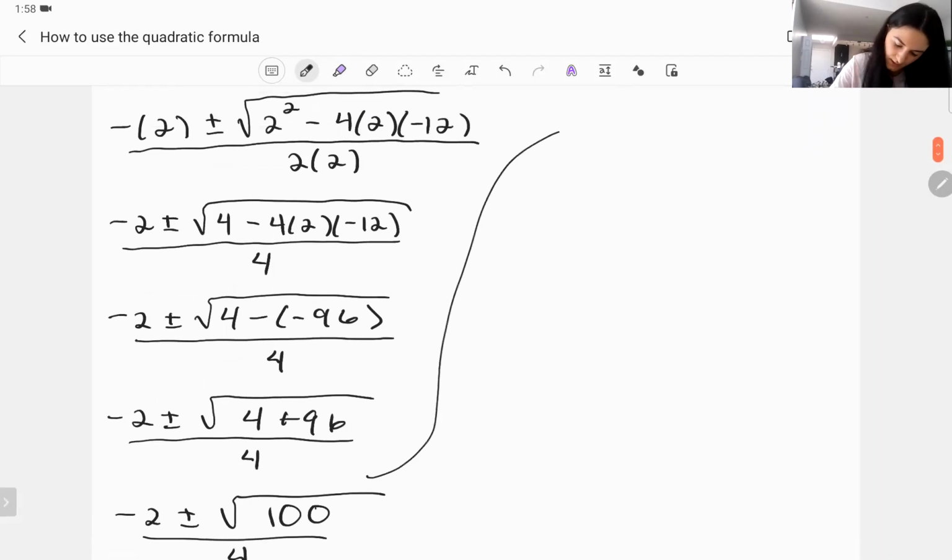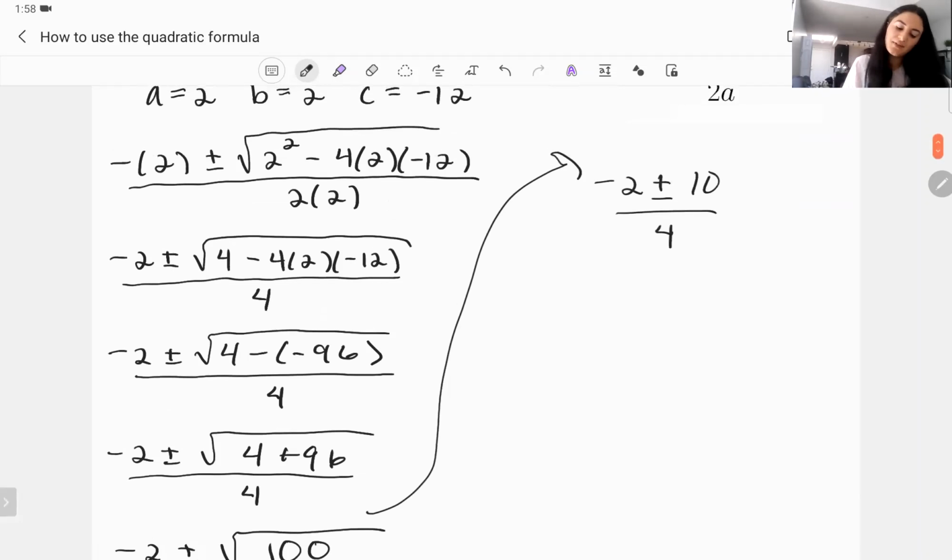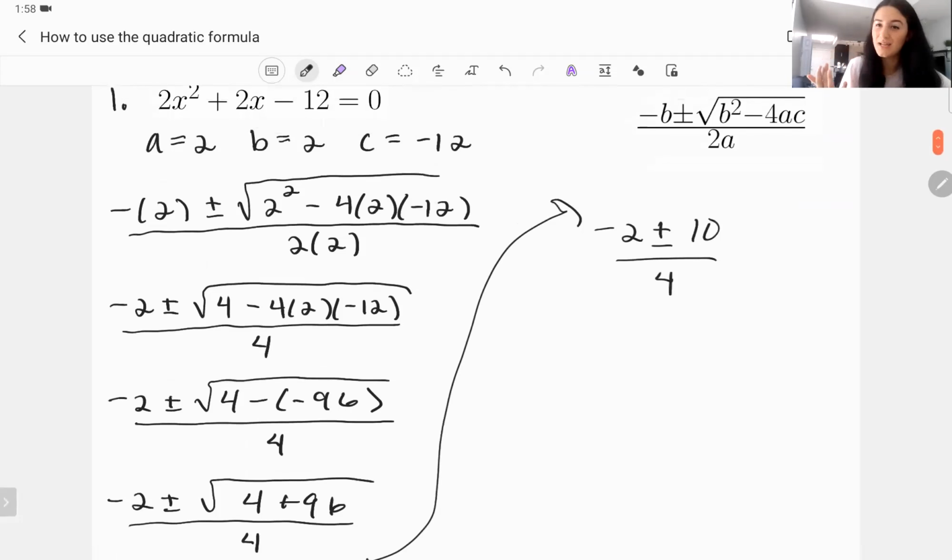Now I'm going to move this up here. So we have minus 2 plus or minus, well, the square root of 100 is 10. So we can put that in over 4. Okay, so this is where the plus or minus and the two answers come in. So we have right here minus 2 plus or minus 10 over 4.